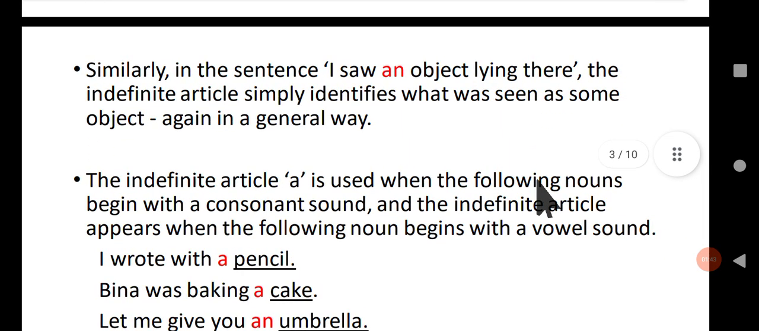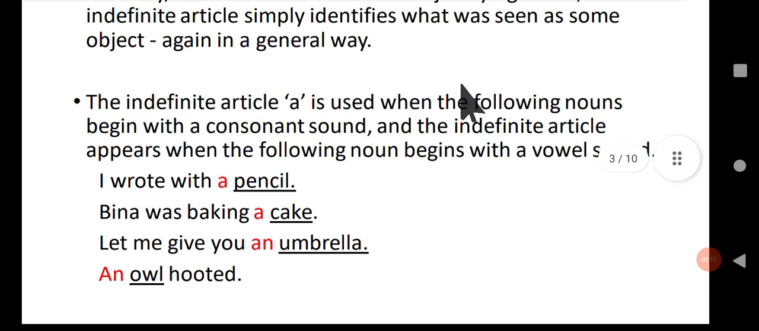Next, similarly, in the sentence, I saw an object lying there. The indefinite article simply identifies what was seen as some object, again in a general way. But here we are using the article an with the word object. Why is that? There is a certain difference between using article a and article an. Let us see what the difference is.